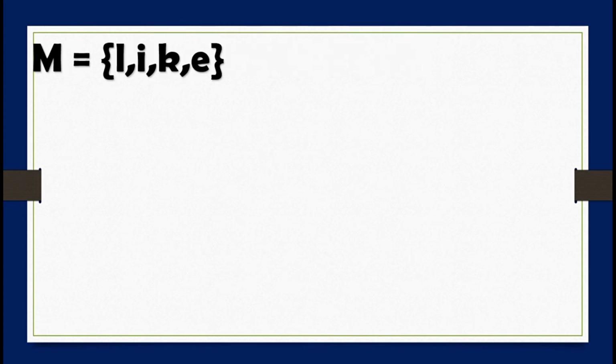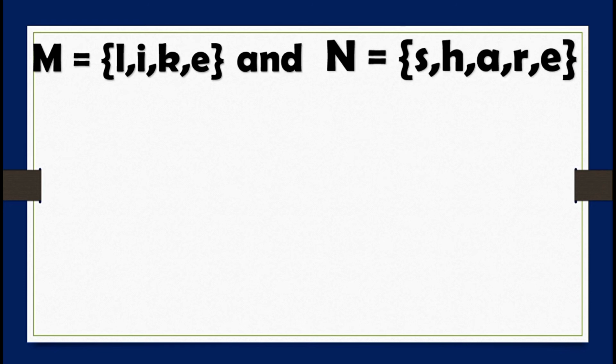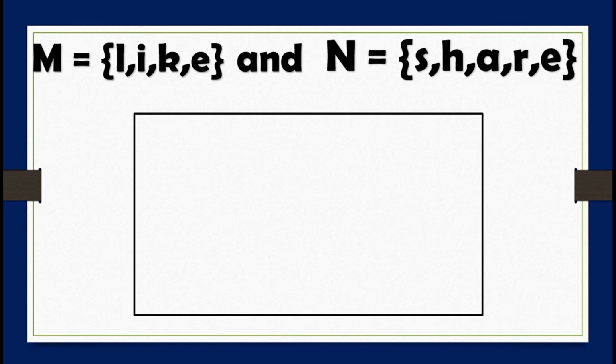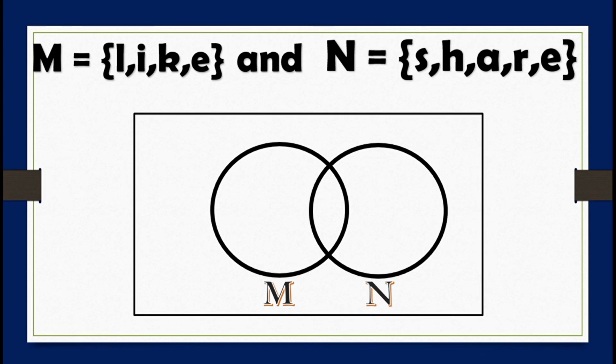Another example. Set M consists of elements L, I, K, E, and set N consists of elements S, H, A, R, E. If we are to draw a Venn diagram of these sets, that would be two circles representing set M and set N. If we are to write elements of set M, that is on the left side of our circle, that is L, I, K, while E is placed between two circles because both sets are sharing this element, while set N has elements S, H, A, R.